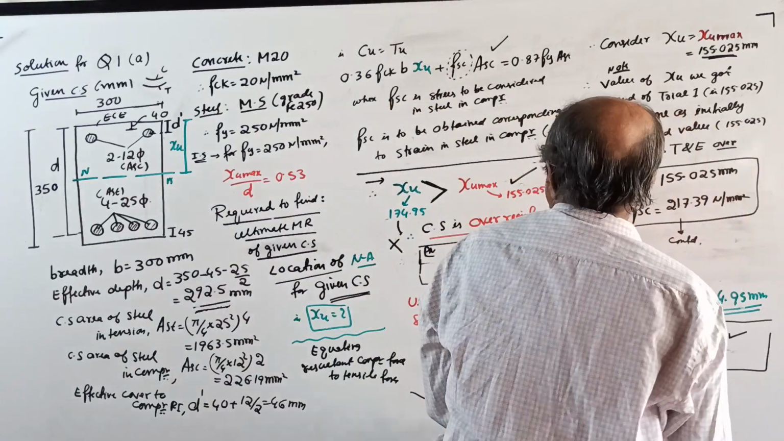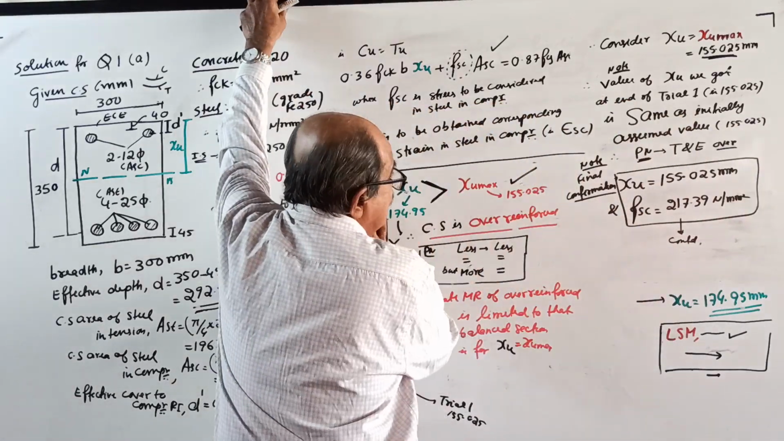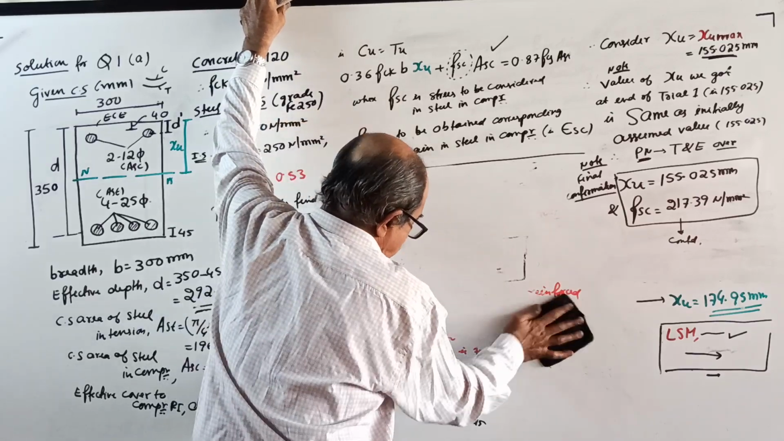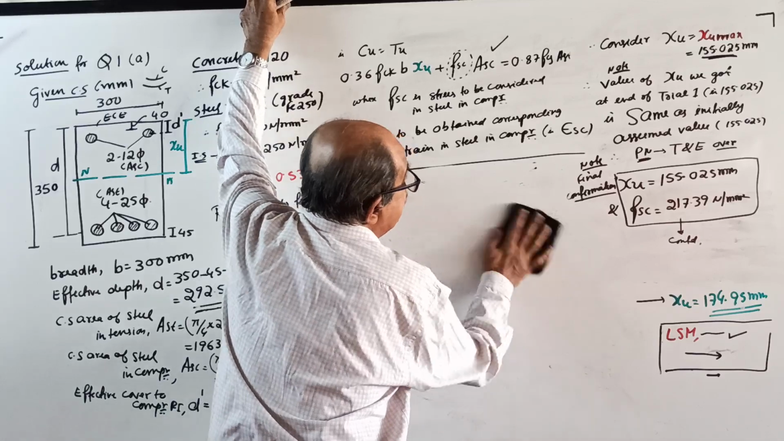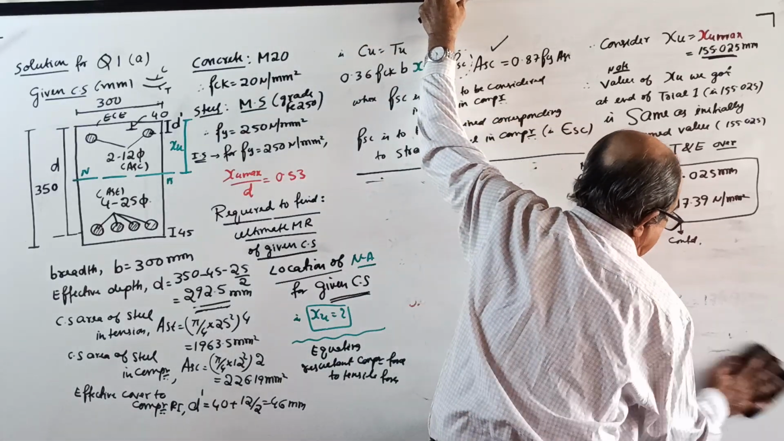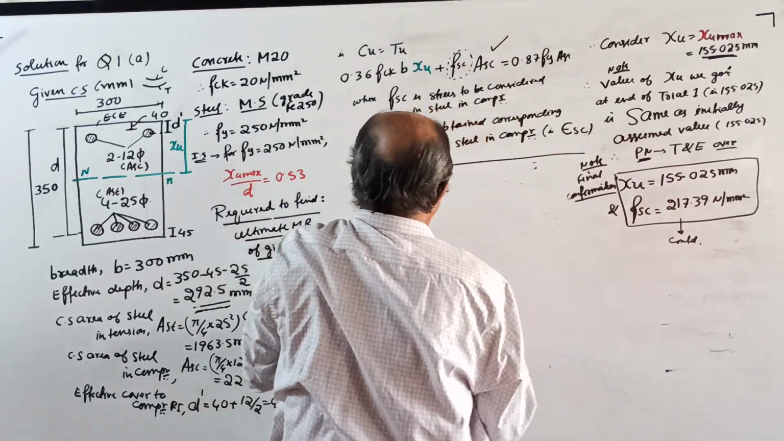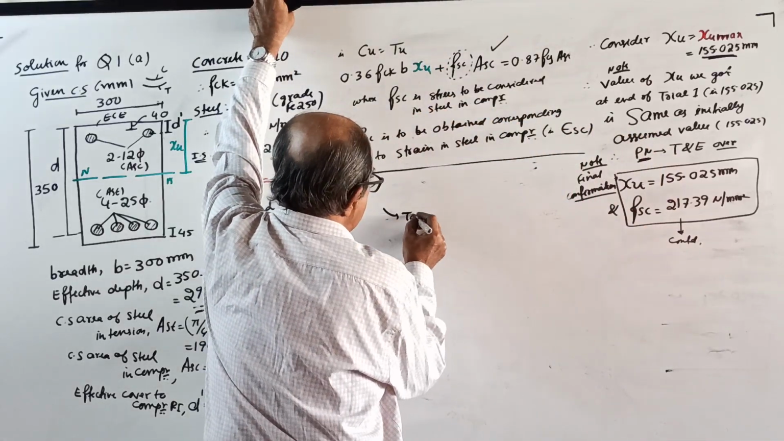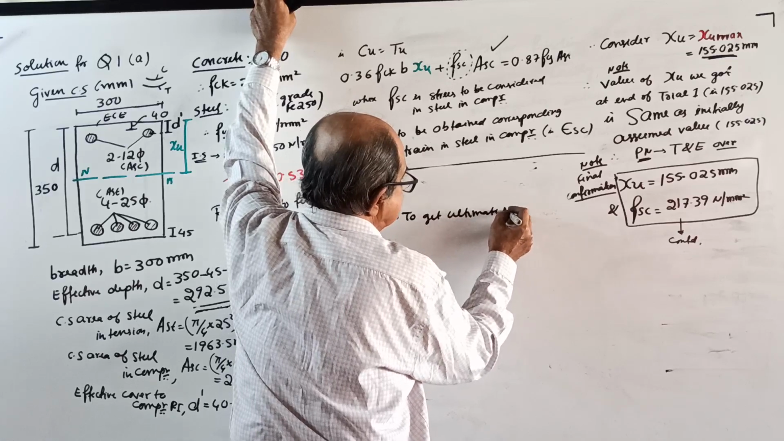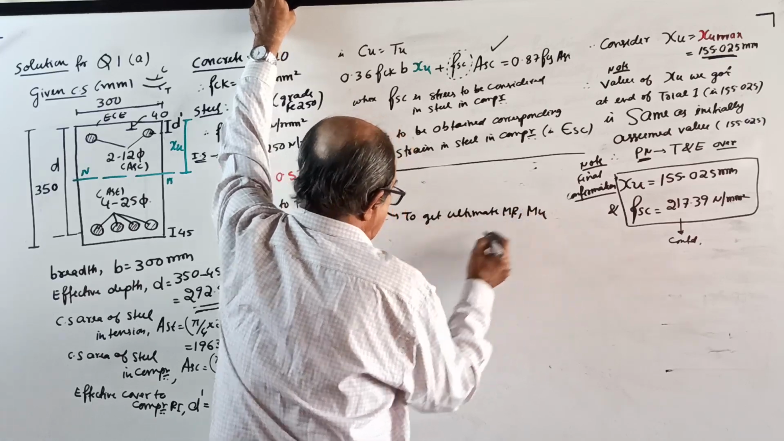Now, last step. I will remove all this now. See, not required. Okay, I will start the last step here: now to calculate ultimate MR. See, this also not required. Last closing part. Now, lastly, to get ultimate MR, that is MU, right here.